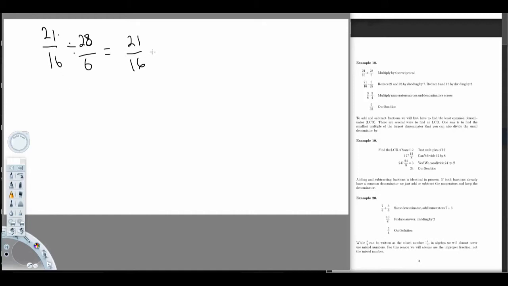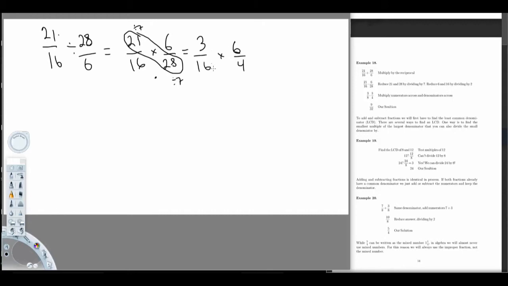So the first thing we're going to do is rewrite the first term, 21 over 16. That doesn't change. But since we're dividing, what we do is we multiply by the opposite, or, as your teacher will probably say, the reciprocal. Equals. And now we're going to start reducing. You can reduce in a whole bunch of ways. Here it seems a pretty good reduction, because this divides by 7 and this divides by 7. So we get 3 over 16 multiplied by 6 over 4.